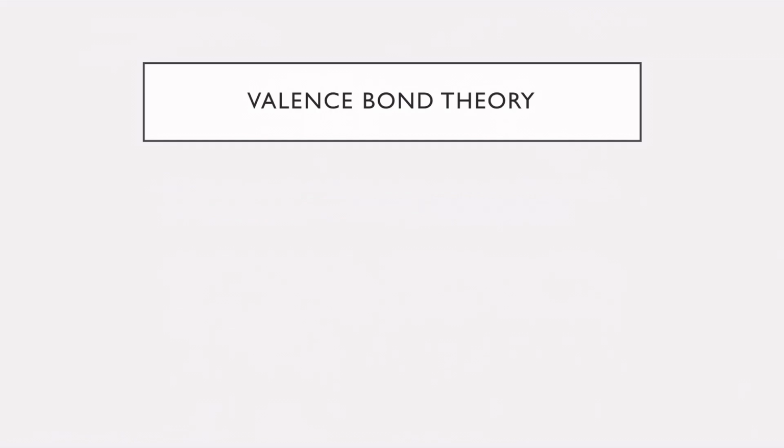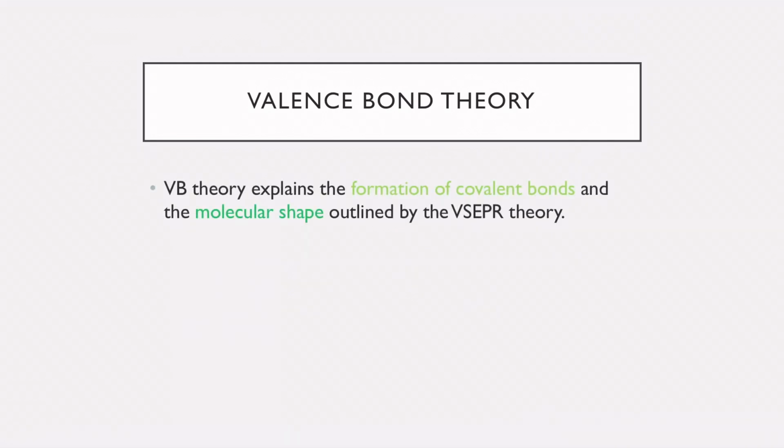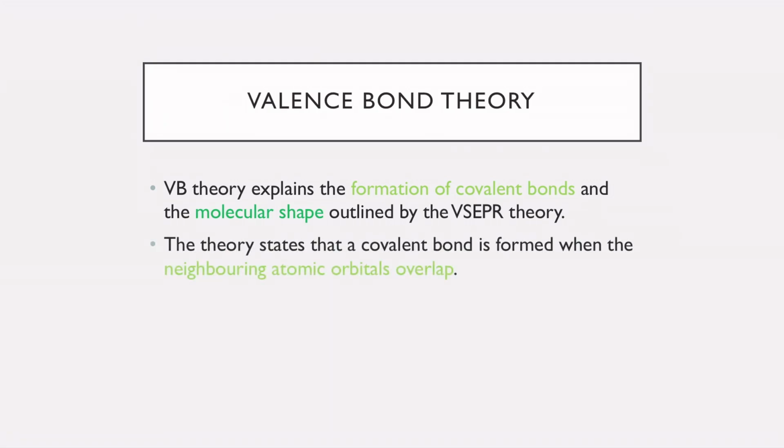Before that, we learned VSEPR theory, and VSEPR theory helped us in predicting the molecular shapes. But it does not tell you how bonding occurs. So we're going to use valence bond theory. Valence bond theory explains the formation of covalent bonds and the molecular shape that you predicted using VSEPR theory. The theory states that a covalent bond is formed when the neighboring atomic orbitals overlap.